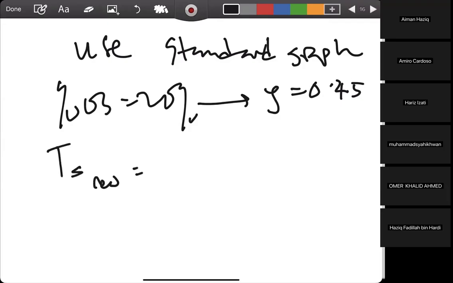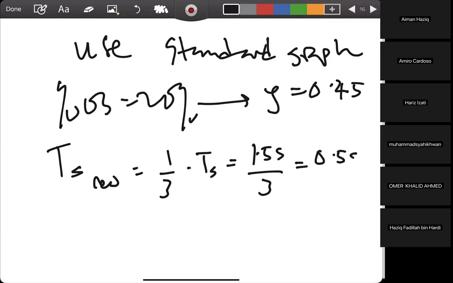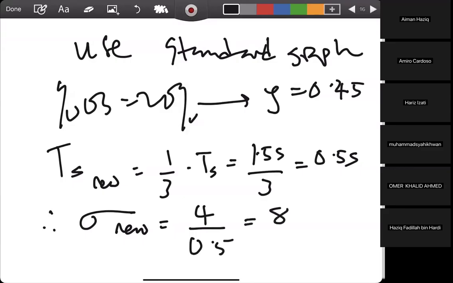TS new is equal to 1/3 TS. So 1.5 second divided by 3, meaning that it is 0.5 second. That's a new real. So therefore, this is the new dominant pole, sigma new, the real part, which is 4 divided by 0.5, which is equal to 8.